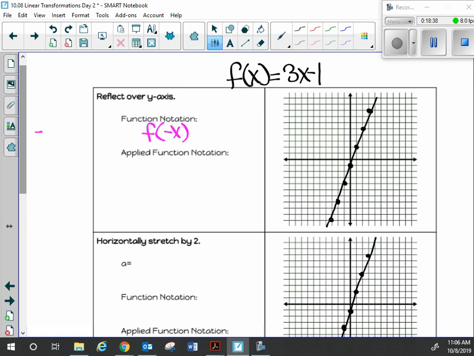Not to be confused with the vertical one. See the difference? This one is only affecting x, which will only affect your slope. Vertical will affect the entire thing, including your y-intercept. Okay, f of negative x. Bring this down and build your function around it. So what's my new equation? Negative 3x minus 1. There you go.